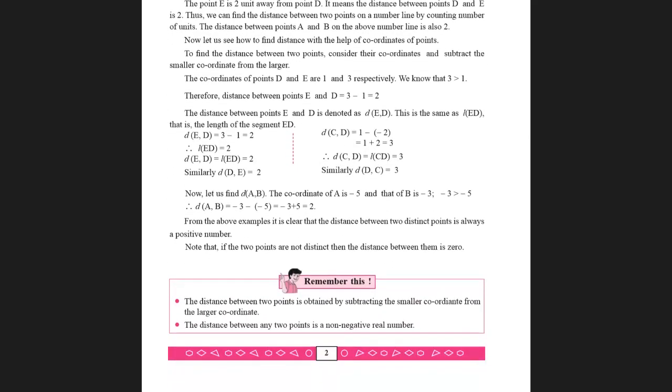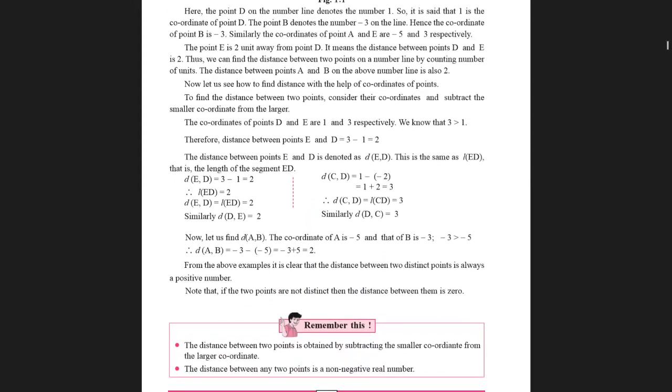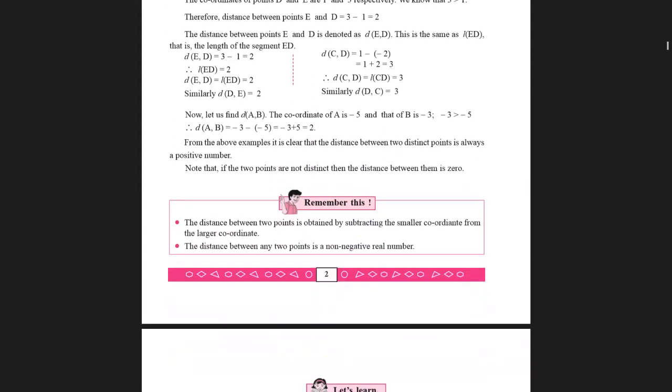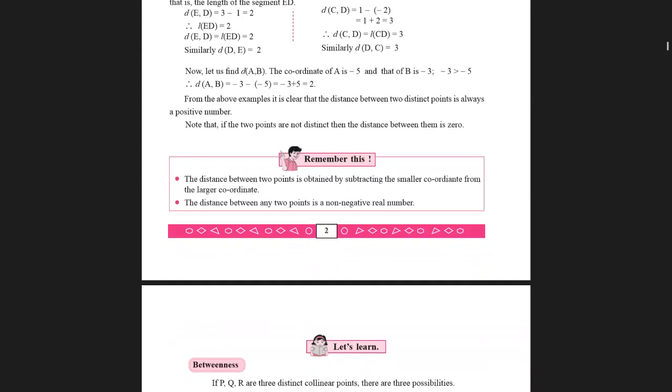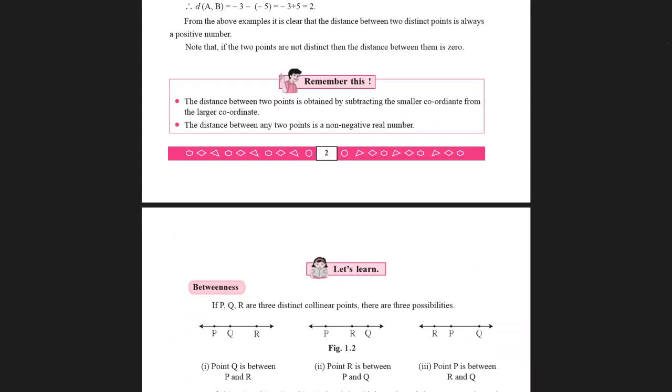Children, I hope you are able to understand how to find the distance between any 2 points on the number line. So basically it is the greater coordinate minus the smaller coordinate. This is how you have to do it. Okay. Now the same thing is explained here, and remember this. The distance between 2 points is obtained by subtracting the smaller coordinate from the larger coordinate. Okay. And the distance between any 2 points is a non-negative real number, means it should always be a positive real number. You must not get it as a negative number.